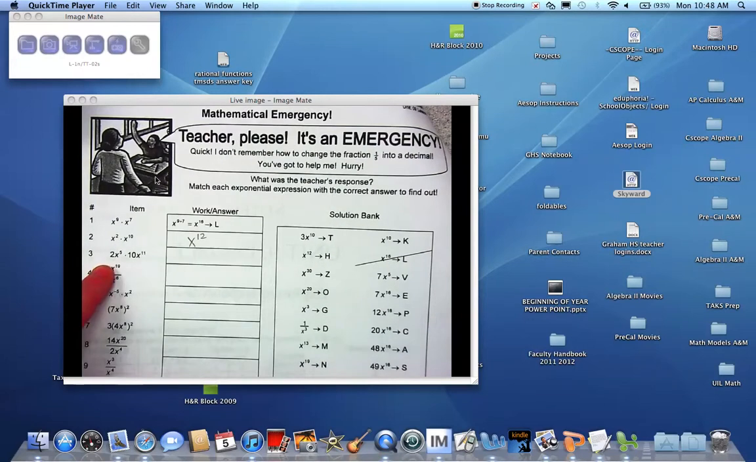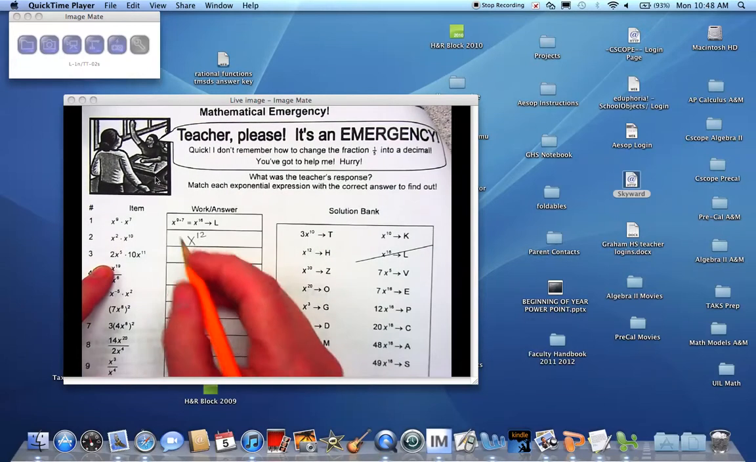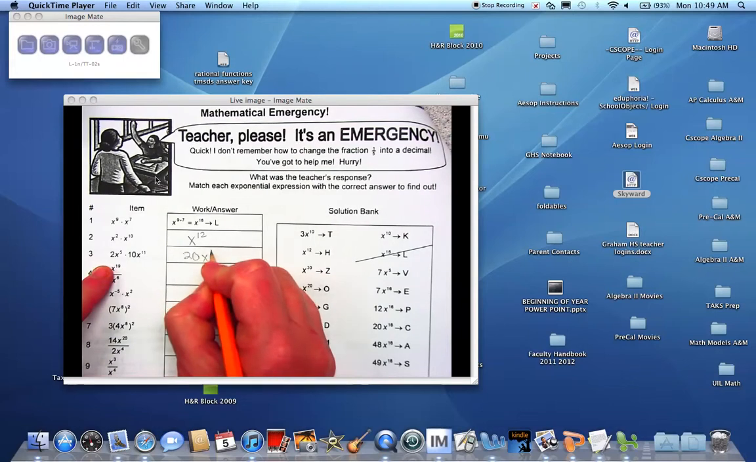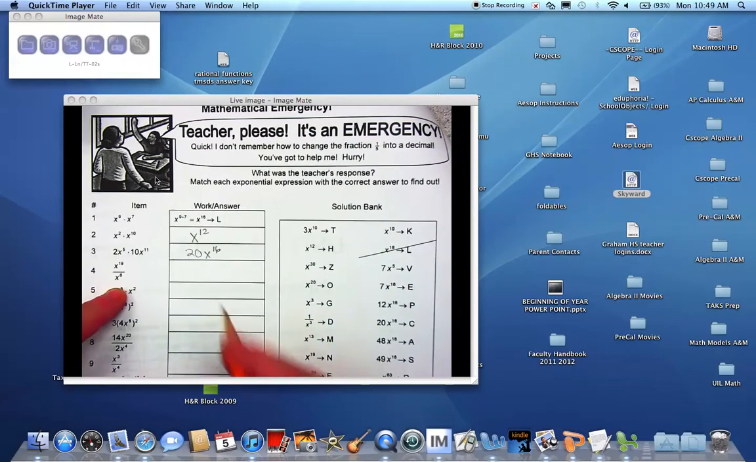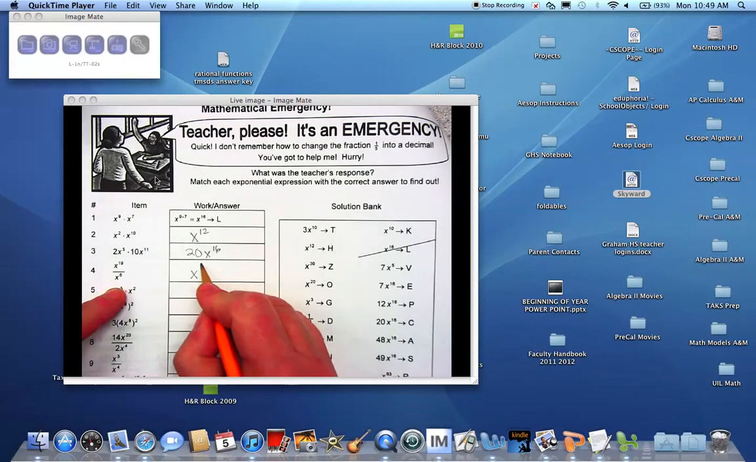Okay, then number 3, Jared. 20x to the 16th. You had to multiply your coefficients together, 2 times 10, and then add your exponent. Number 4, Allie. X to the 13th. X to the what? 13th. Good.